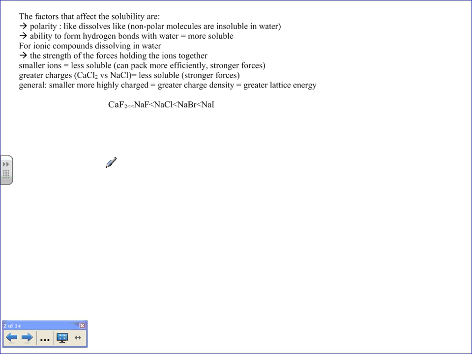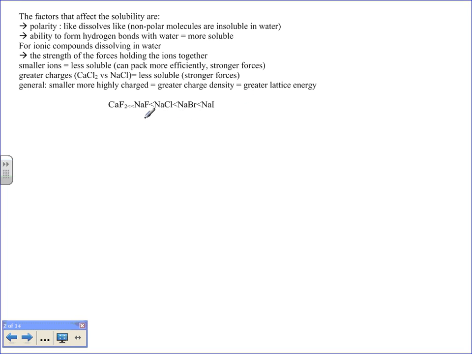The other thing to consider is the charges on the ions involved in the ionic compound. So if you're comparing something like calcium chloride and sodium chloride, the greater the charges, so calcium has a 2 plus charge and sodium has a 1 plus charge, the calcium has lower solubility because the ions are much more tightly held together. Okay, so the smaller, more highly charged ions have a greater lattice energy. Therefore, breaking apart the solute particles is more difficult and it lowers the solubility.